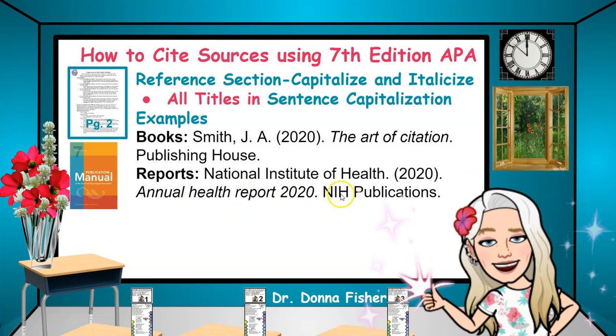And then who was the publisher? That is in proper noun capitalization. So the only thing italicized in here was the title of the report. For books, the title of the book. As for how to capitalize titles, in both cases, sentence capitalization.